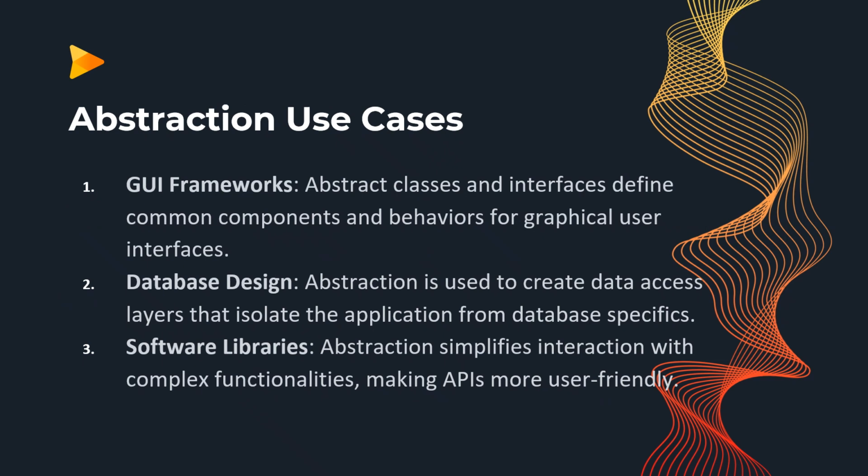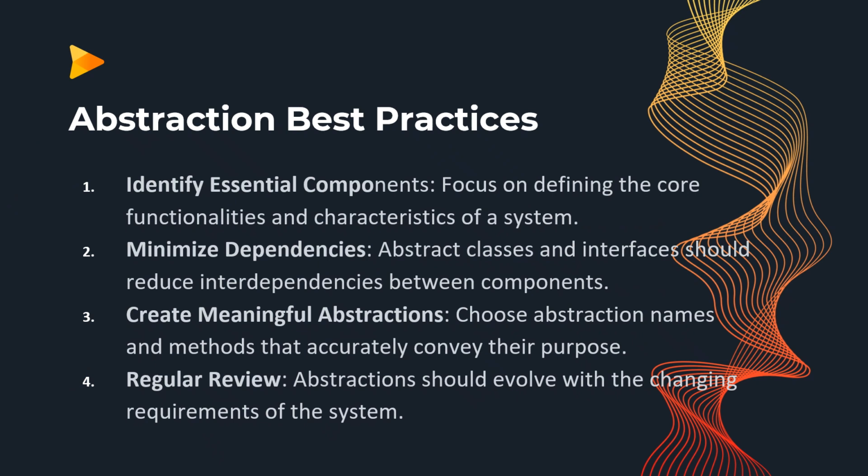Abstraction applications or use cases: it is used in GUI frameworks. Abstract classes and interfaces define common components and behaviors for graphical user interfaces. It is used for database design. It is used for software libraries. Abstraction simplifies interaction with complex functionalities, making APIs more user friendly. Now there are best practices. The first one is to identify the essential features, but we have already covered that, so it is not very important.